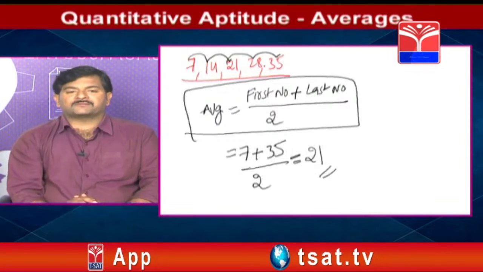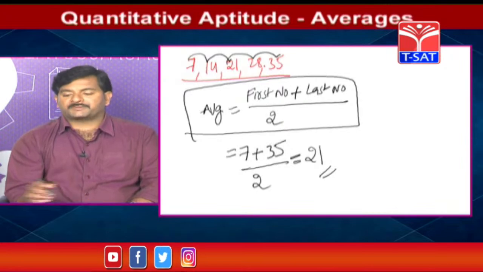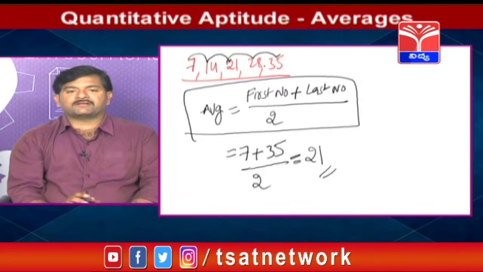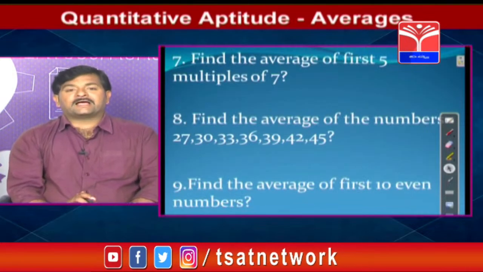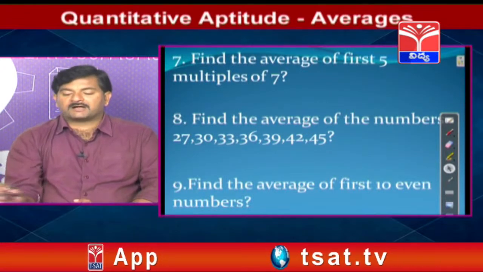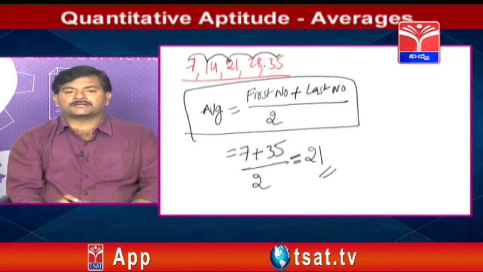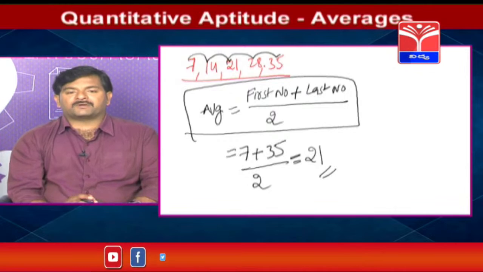Remember, if the given observations differ by a constant term, then average is equal to first number plus last number by 2. In the previous question, question number 7, what did he ask you to find? Find the average of the first 5 multiples of 7. What are the first 5 multiples of 7? 7, 14, 21, 28, 35. Can I say all these differ by a constant term?